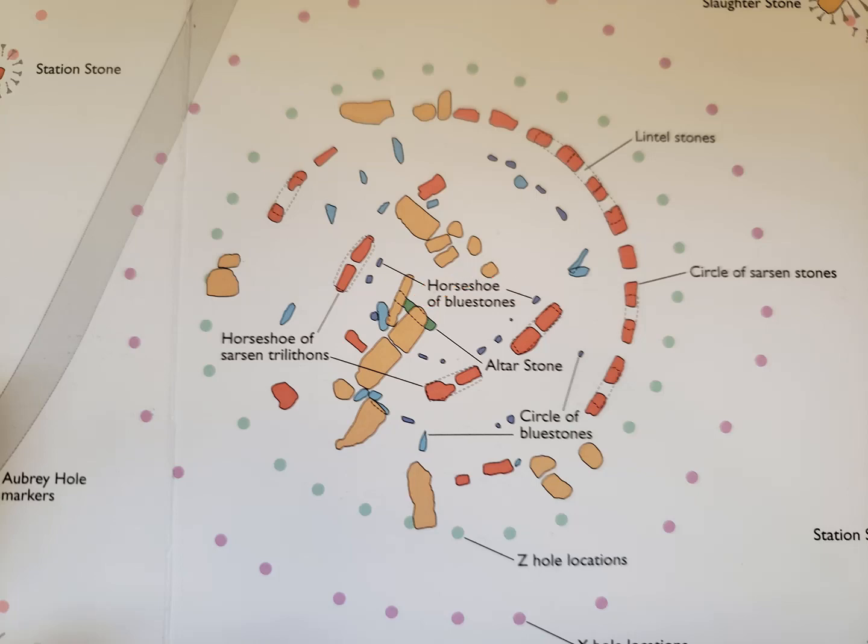Now, let me show you where we're headed. First, we're going to look at the sarsen circle. So here is the sarsen circle. And then we'll look at the bluestone circle right in here. And then we will go to the sarsen horseshoe in here, and then the bluestone horseshoe. Then we'll look at some of the fallen stones, and then ultimately the shot out to the heel stone.